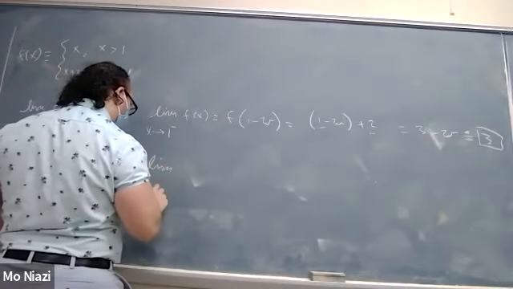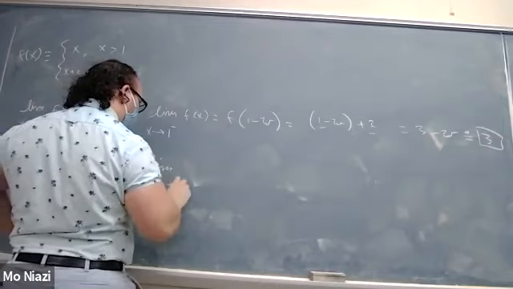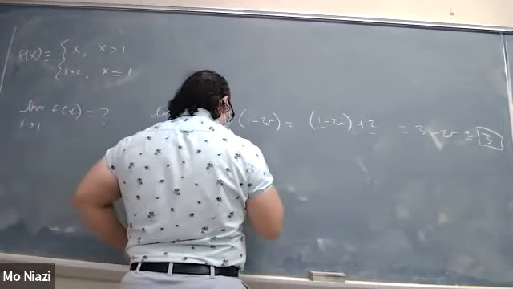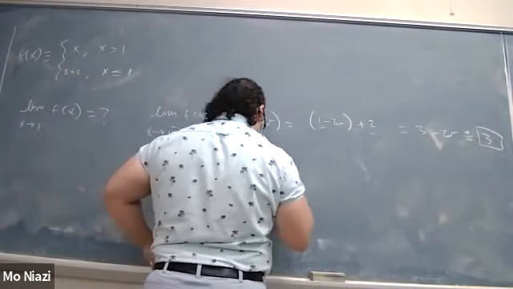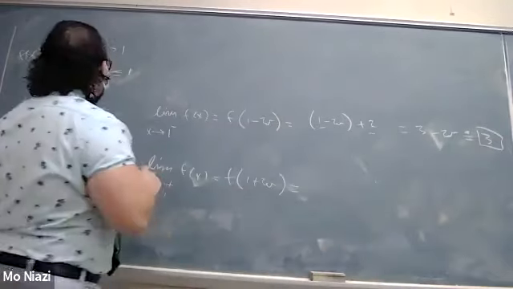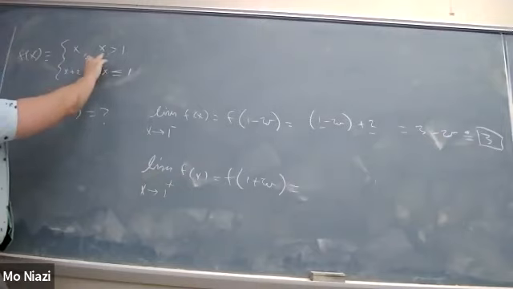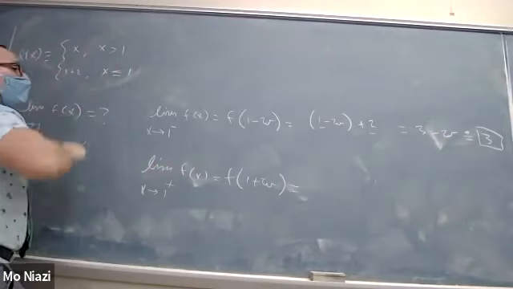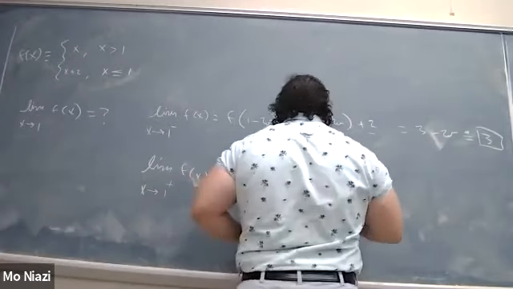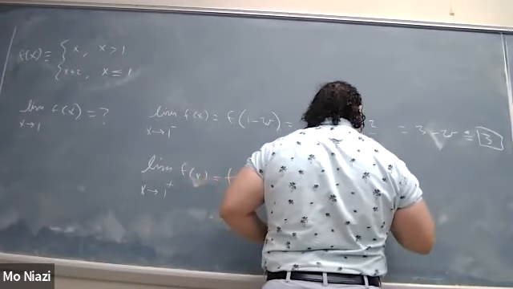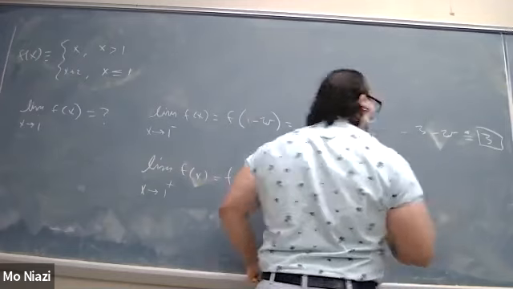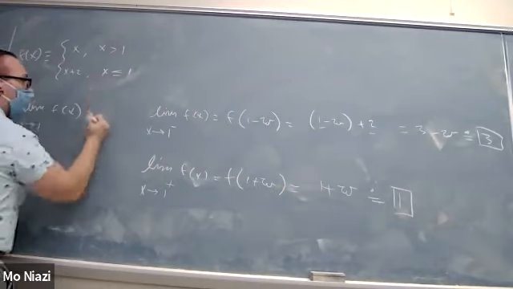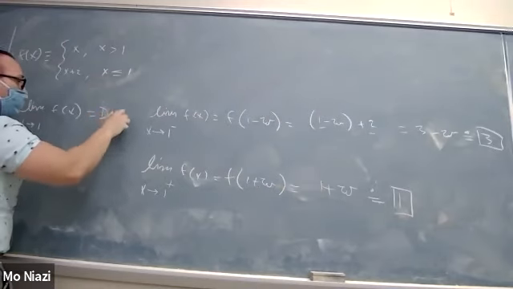Limit as x approaches 1 from the right of f of x is the same thing as evaluating the function at 1 plus an omega, which is slightly greater than 1. We just pick x. So this becomes 1 plus omega, which renders the real result 1. Notice that the left hand and right hand limits don't agree, so this limit does not exist.